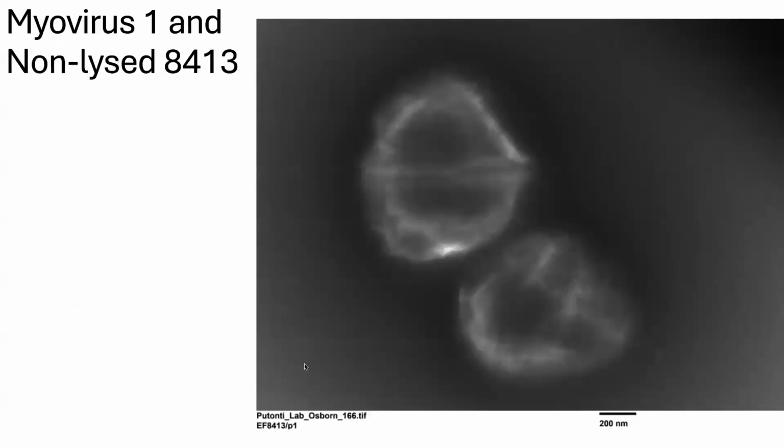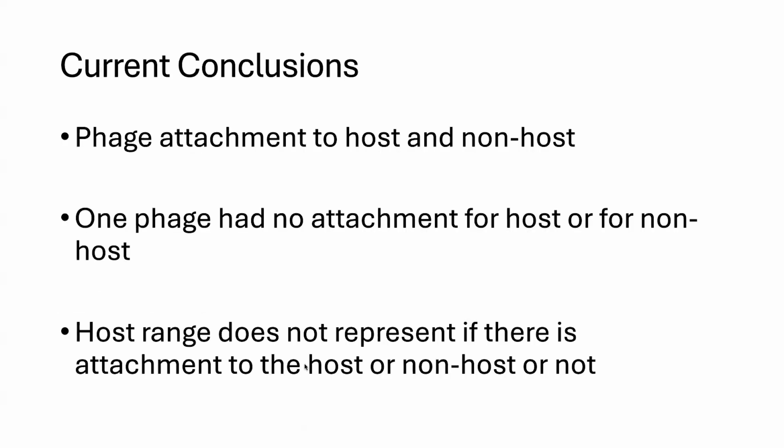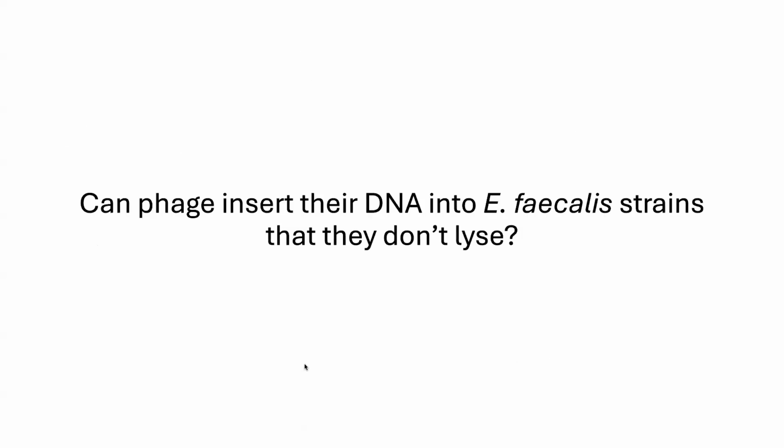And then of course, myovirus 1, we didn't see any phage anywhere near the bacterial cells. So there was no attachment from myovirus 1 to the non-host. So then overall, we know that there is phage attachment to host and non-host for BD13 and BD1884, and that myovirus 1 had no attachment for host or for non-host. But because of these images, we can confirm that host range does not represent if there is attachment to the host or non-host or not. Because we didn't see plaquing with the non-host, but we did see attachment. So that leads us into our next question.